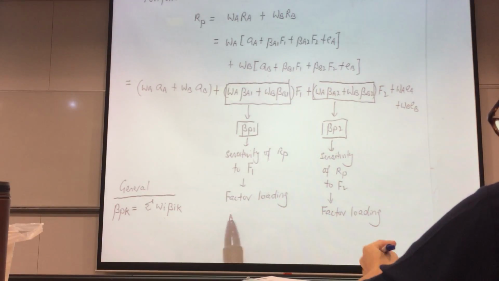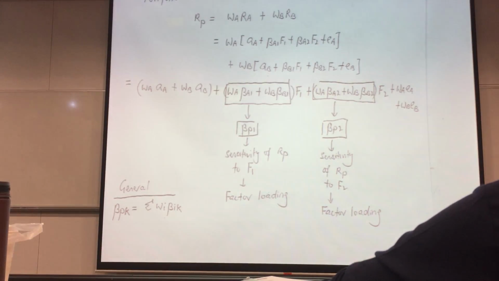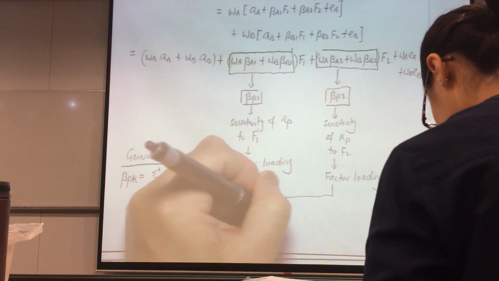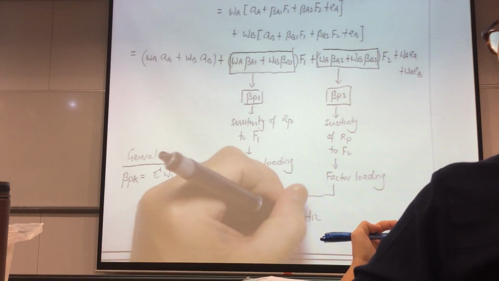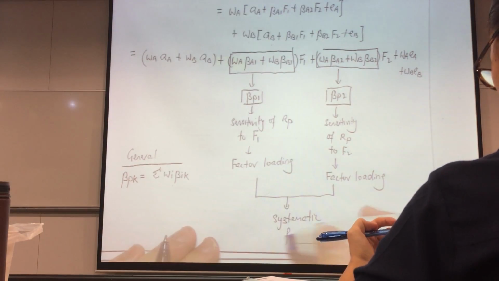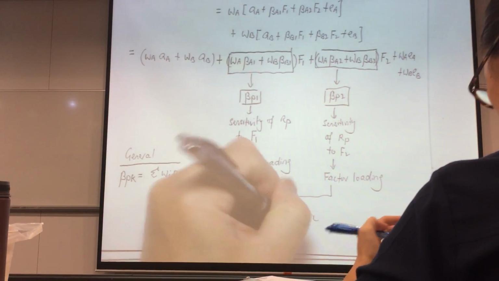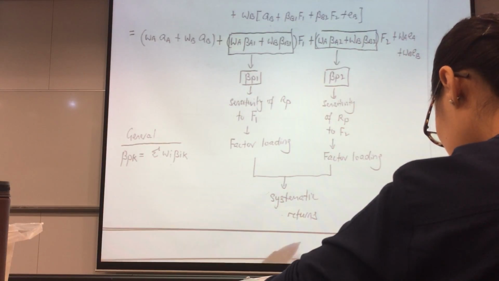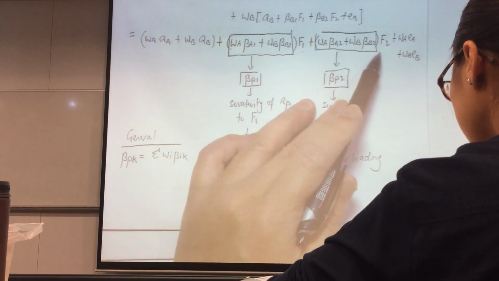This is the most important aspect of our regression analysis. It tells us how sensitive our asset return is to the individual factor. And you can see that this is our calculation of the portfolio systematic returns. This is how we calculate the portfolio systematic return, as explained by the systematic factors captured in F1 and F2.